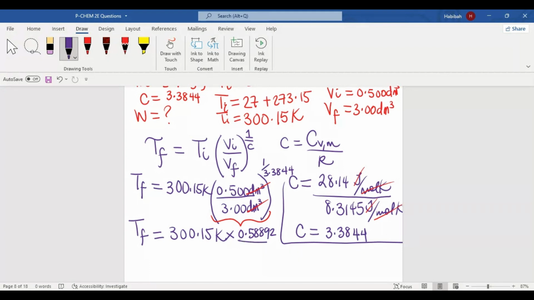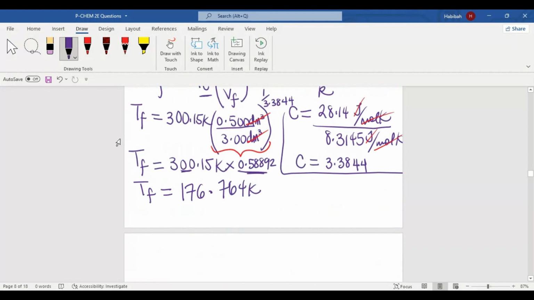Now I can use this information here and multiply by the initial temperature to find the final temperature. So T final is going to end up being 300.15 Kelvin times this information, which is 0.58892, and you end up getting 176.764 Kelvin. So this is what we're going to be using as the final temperature.